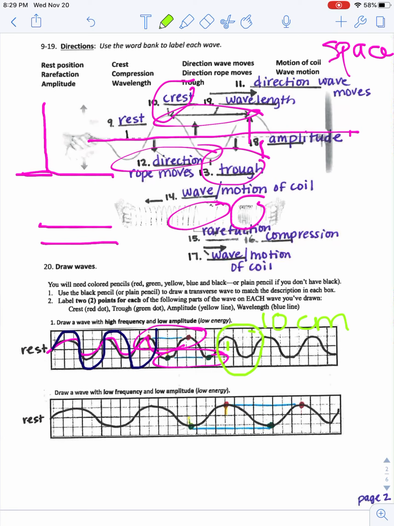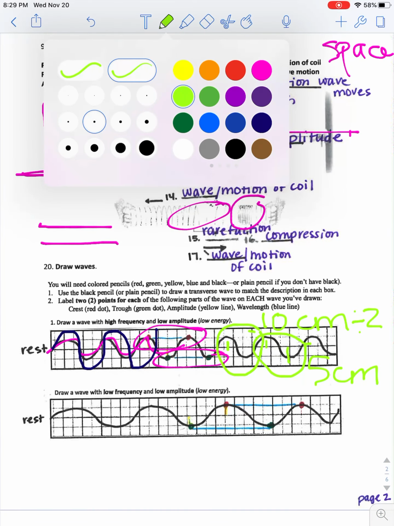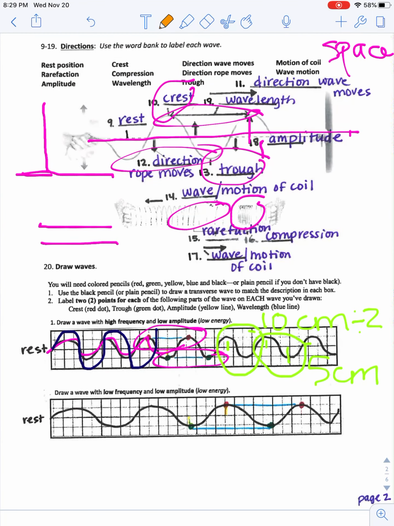Well, I know that the amplitude is from rest to crest or rest to trough. So if I know the entire crest to trough and I'm just asked to find the amplitude, I'm going to divide that by 2. So the amplitude of this wave would be 5 centimeters. If I'm told that my rest to crest is 20 centimeters, then my amplitude is going to be 10 centimeters because it's just half of what the total distance is.